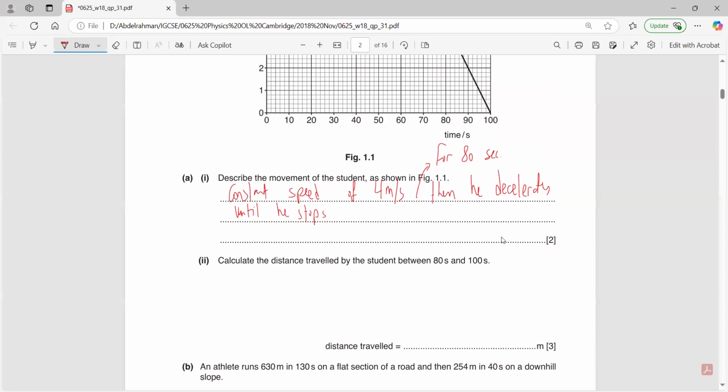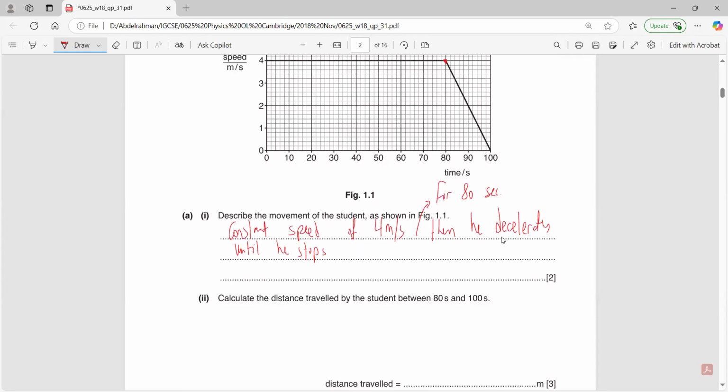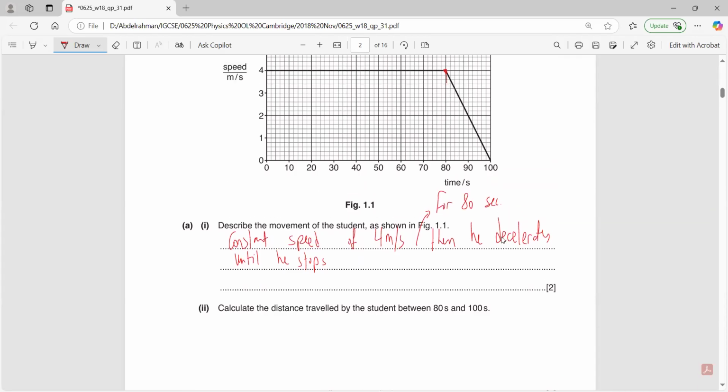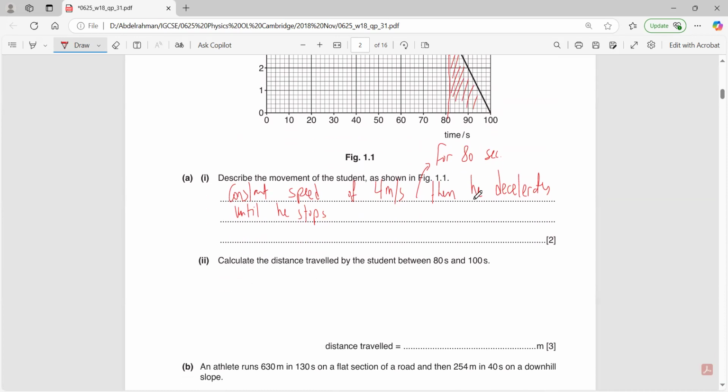Okay, calculate the distance traveled by the student between 80 and 100 seconds. Between 80 and 100 seconds, this is the area under the graph. Distance in a speed-time graph, you need to find the area under the graph, and the shape is a triangle. So area under the graph is half times base times height. Base is from 80 to 100, which is 20, times the height, which was 4. Half times base times height is 40. So 40 meters. Excellent.